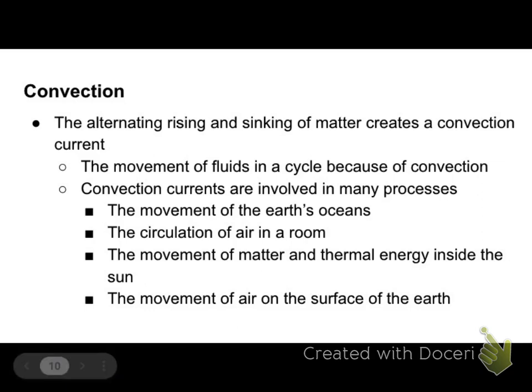So more direct sunlight reaches air near the equator, it's heated to a greater degree. The air near the poles is cooler, so it sinks, and this rising and sinking causes these large air currents, and those air currents drive all the weather on the surface of the Earth. So they're very important.